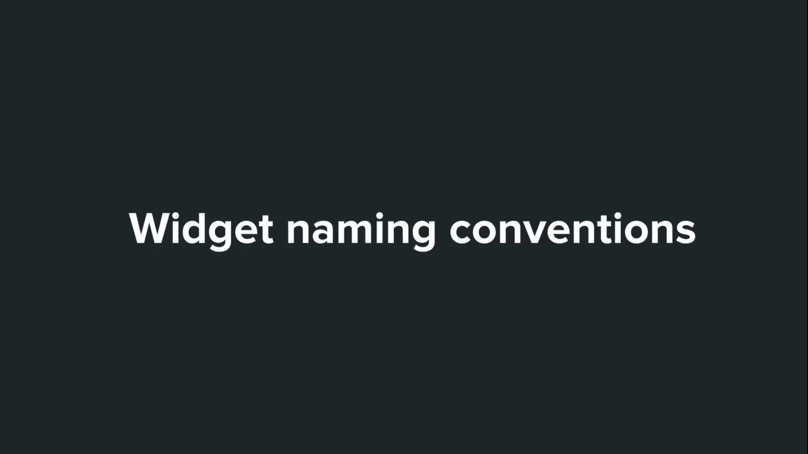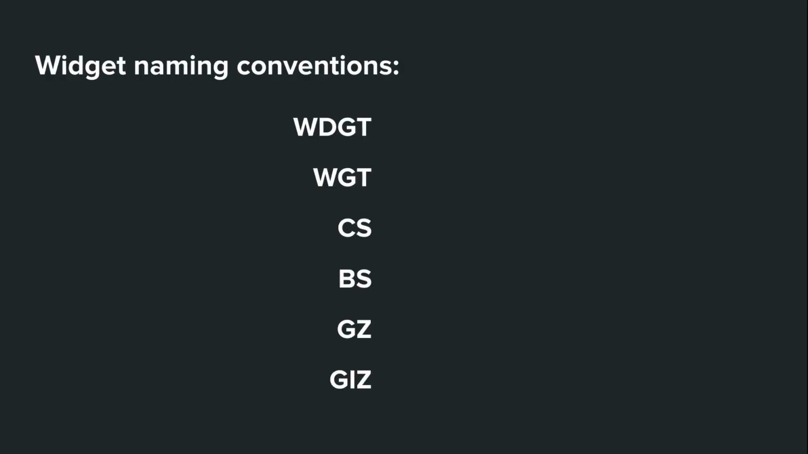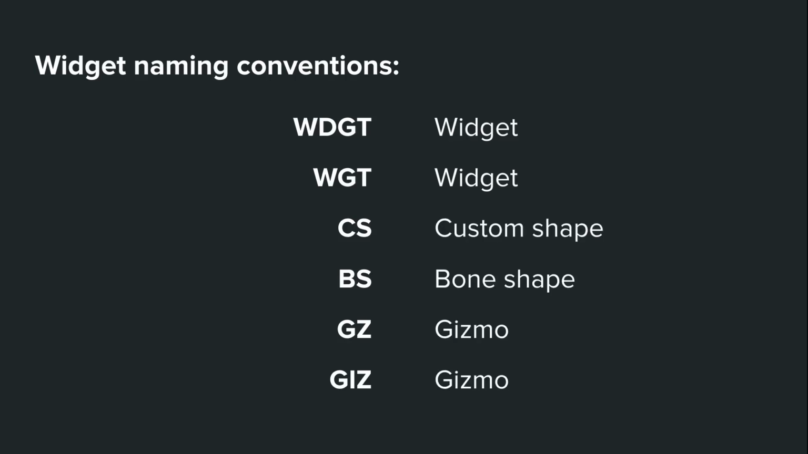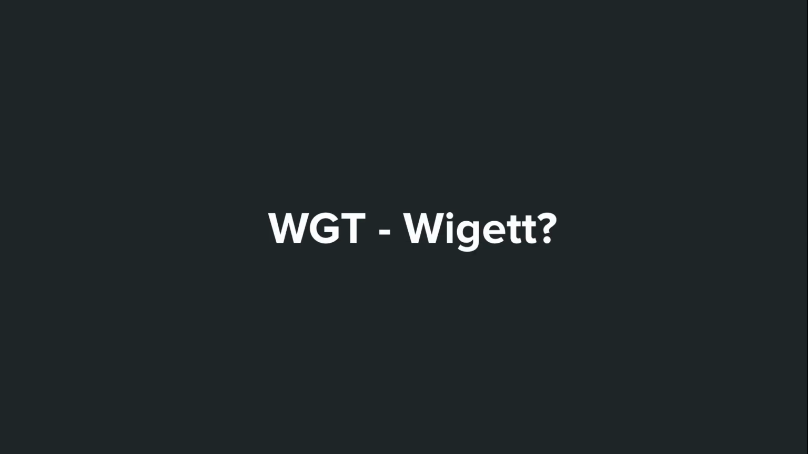Now, we've spoken about naming conventions earlier, but this is just a name that we give to our objects so that we can recognize what it is. It's super common to use a prefix to name your objects that you're going to use as one of these shapes. And here are just some of the ones that I've seen. Some are short for widget, others for custom shape or bone shape, or even gizmo. I'm sure there's others too, but these are the ones that I've seen. I actually prefer the widget spelt WDGT because it looks more like the abbreviation of the word widget. However, just using WGT is more common. So that's what I use these days as well, even though it kind of looks like an abbreviation of the word widget. But hey, you can call your widgets whatever you like.